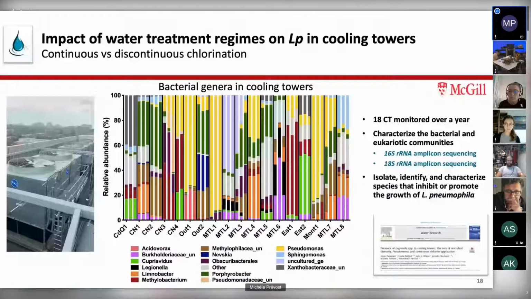So again, let's move on to cooling towers. That's a project with Dr. Fauché from McGill University. And here you show the bacterial genera in cooling towers at different dates, monitored over a year. The objective of this first study that was recently published was to characterize the bacterial and eukaryotic communities in these cooling towers to understand which communities are not favorable to Legionella.